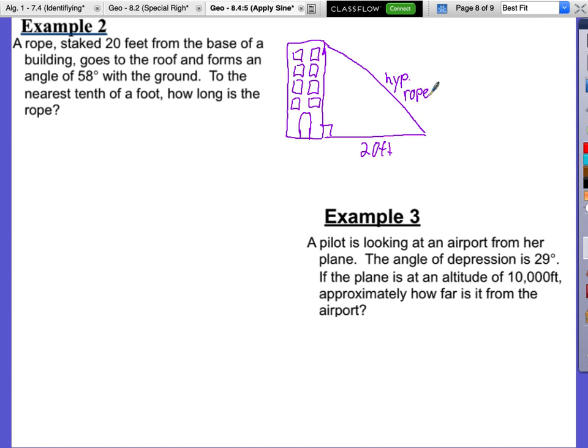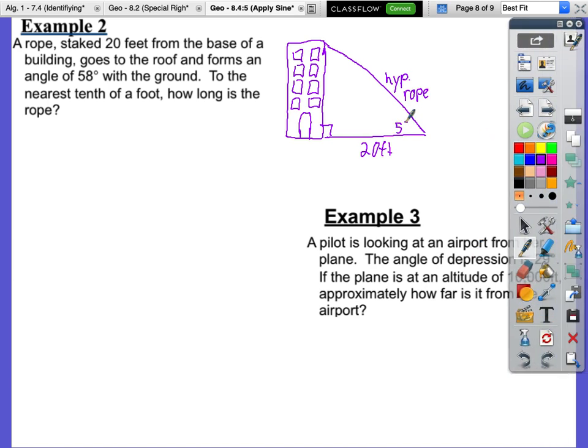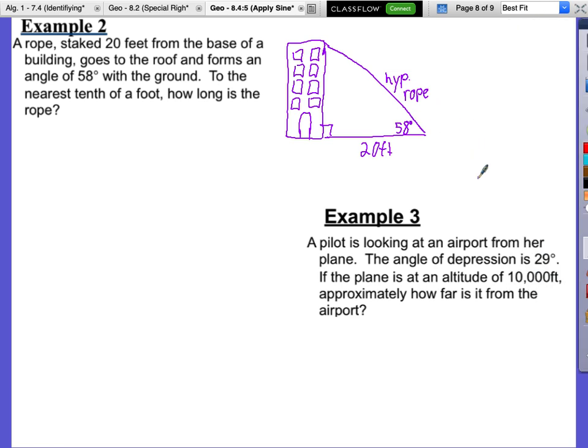Were we told an angle in this? Yes, we were. Is it 58 degrees? What's 58 degrees? The rope with the ground or the building with the ground? Rope with the ground. Right here, 58 degrees? Correct. Just imagine like a building sitting at 58 degrees. Questions on how this picture was formed?